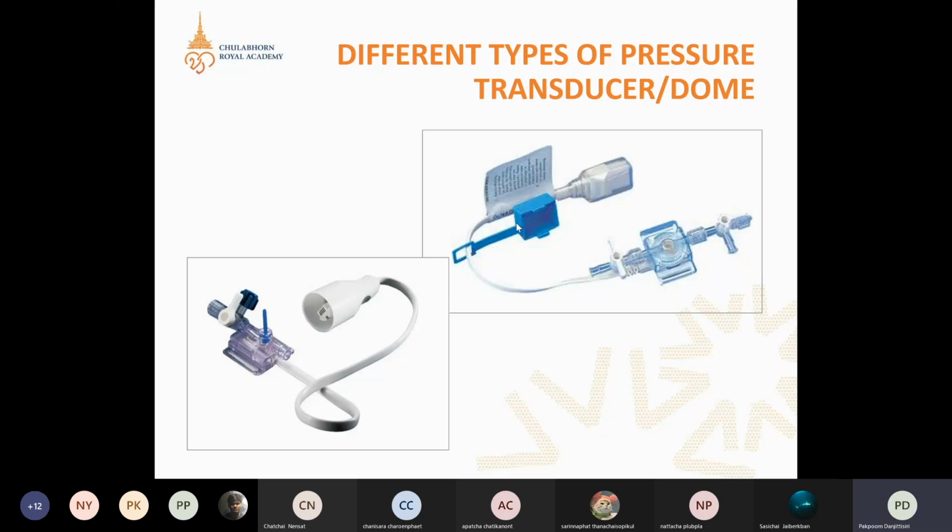They look different, right? But they do the same function, because the pressure transducer converts the energy from the pressure inside the heart into a signal to show you on the screen that you can monitor during the case.